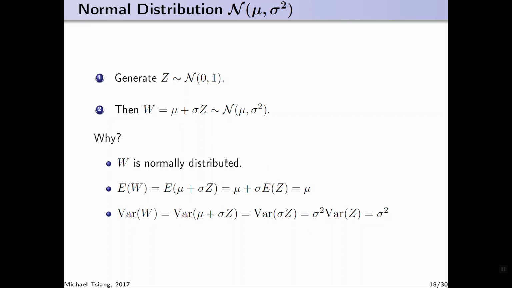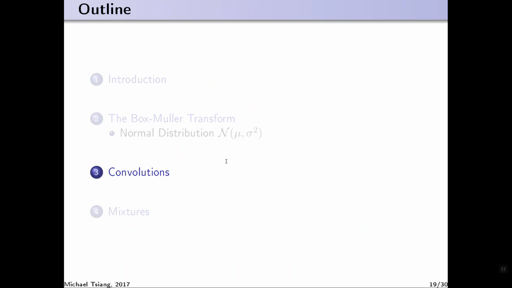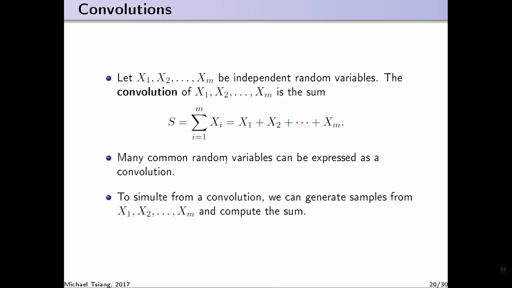Okay. And then we will talk about convolutions. This is just another way of describing random variables that consist of sums of other random variables. So if we've got a bunch of independent random variables, then you could have another value, S, which is just the sum of those random variables. And this is how we get other things.